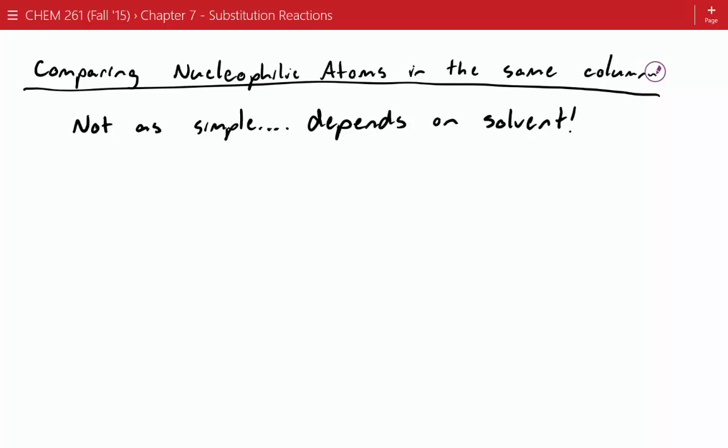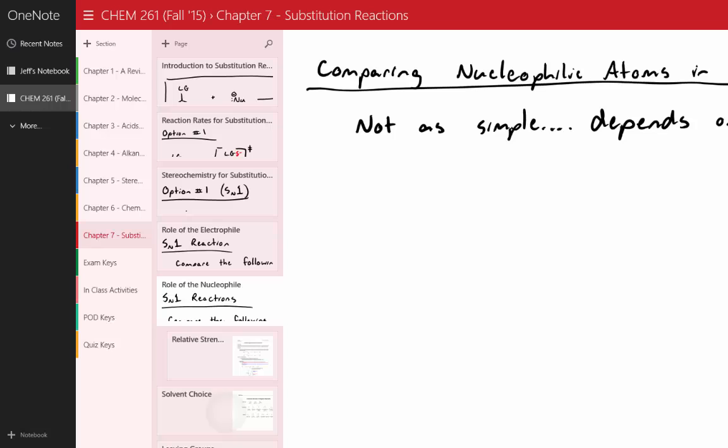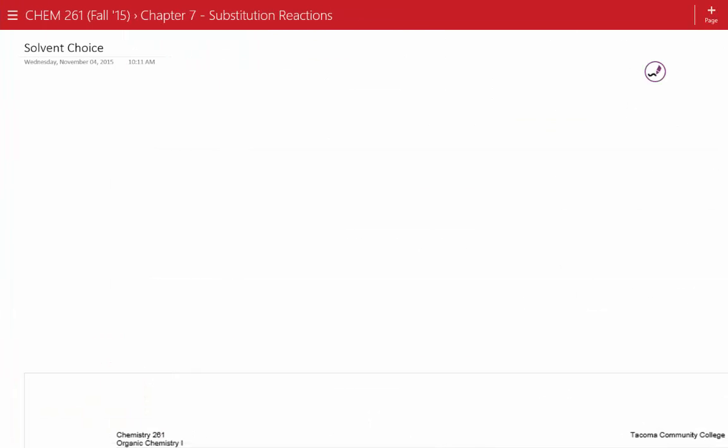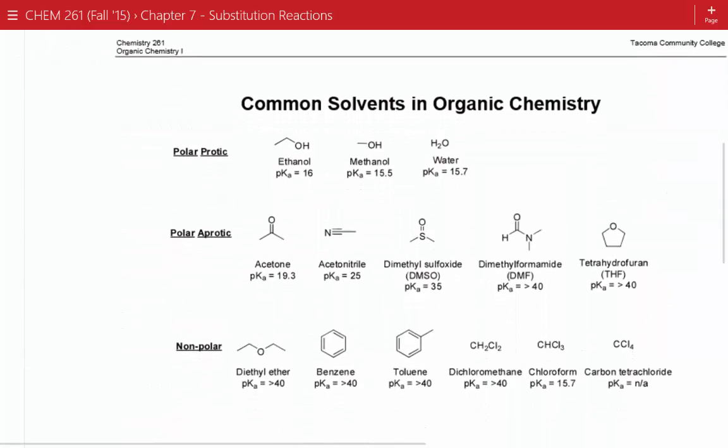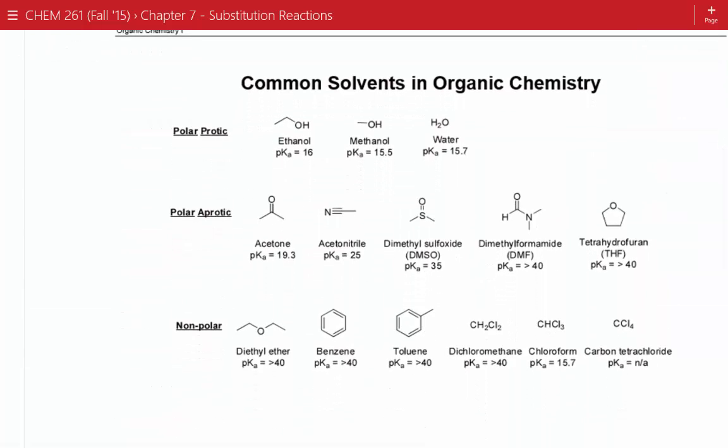So let's kind of change gears, and instead of talking about nucleophilicity right now, let's talk a little bit about solvent choice for substitution reactions. All right, do you guys remember the handout I gave you a few weeks ago, Common Solvents in Organic Chemistry? This is coming back into play. As you can see, we've got polar protic solvents.